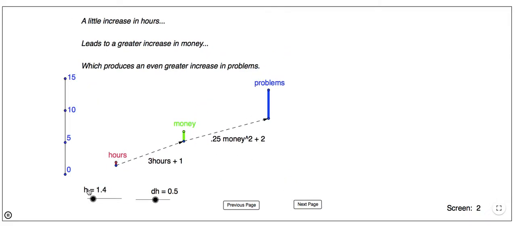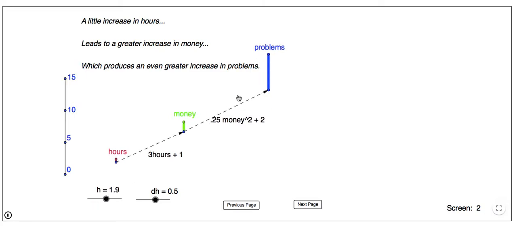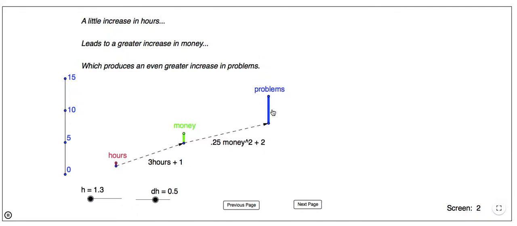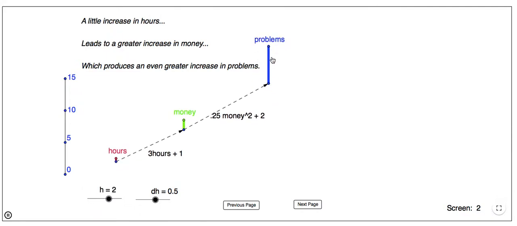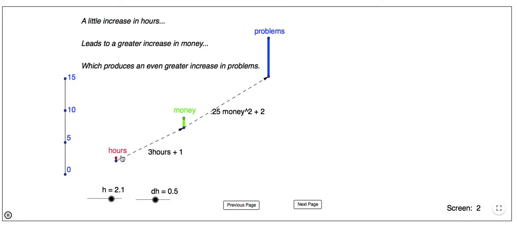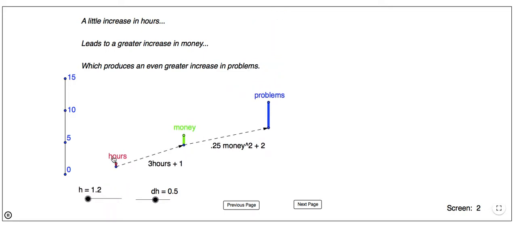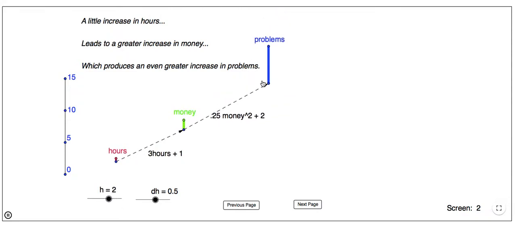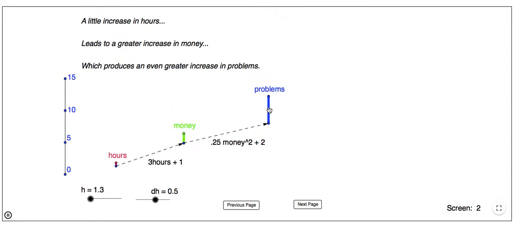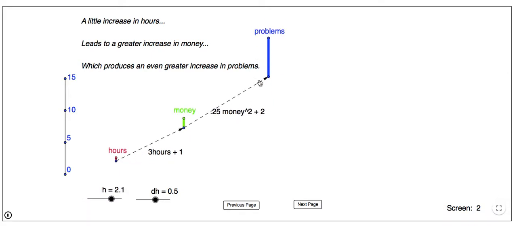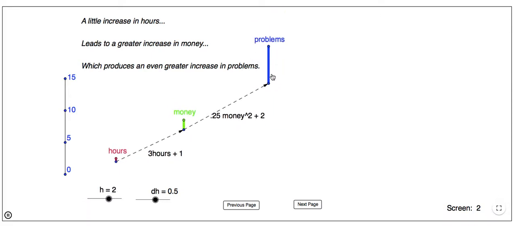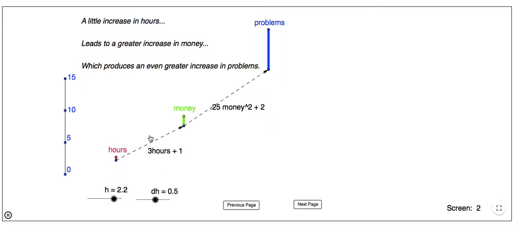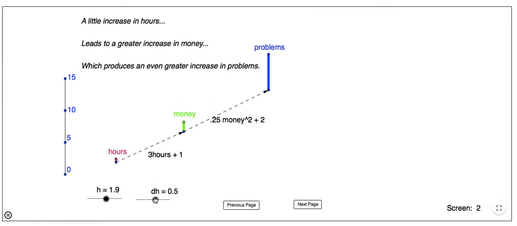Looking at this, you can see that as we change the number of hours, the amount of money changes. And then you have the amount of problems you have. As the proverb says, you work more hours, you get more money, and your problems increase not proportionally, but by the square of how much money you have. You can see that blue line going quicker than this one. So the rate of things changing is different for each one, but they're connected.